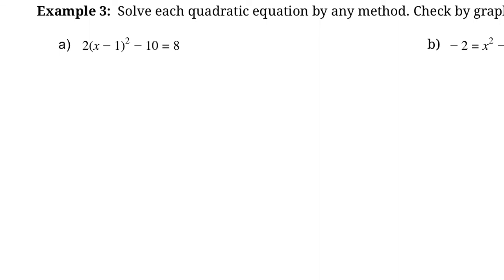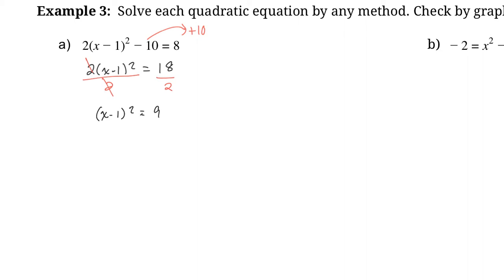So the first thing we've got to do is get rid of this minus 10 here, and we've got to do the opposite, so we're going to add 10, making this 2 times (x minus 1) squared equal to 18. Okay, and then the next thing we've got to do is get rid of this 2 that's on the outside here, and we do that by dividing by 2. So when we divide by 2, we can cross this out, and we're going to be left with (x minus 1) all squared equal to 9.